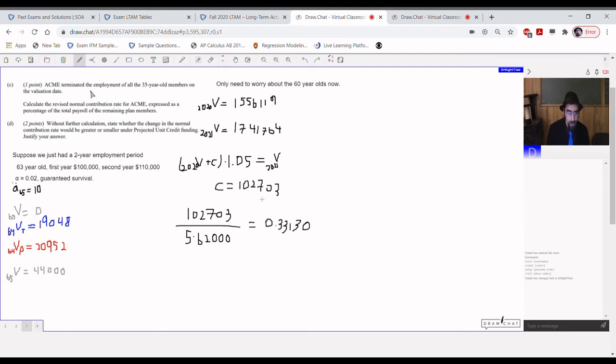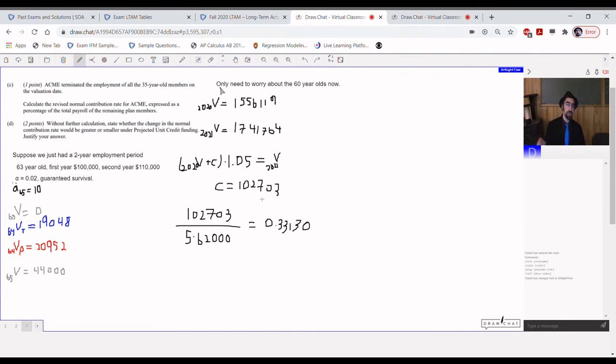So Acme terminated the employment of all the 35-year-old members on the valuation date. Sorry, folks. And calculate the revised normal contribution expressed as a percentage of total payroll of the remaining plan members. And so what you find is that you now no longer need to worry about the 35-year-olds, right? Because you don't need to continue to contribute more when those pensions have already been kind of sealed because they're no longer employed. You do not need to continue to contribute towards a pension for somebody who doesn't work for you anymore. Obviously, whatever you've already contributed, that should still be valid, but you don't have to contribute anymore.